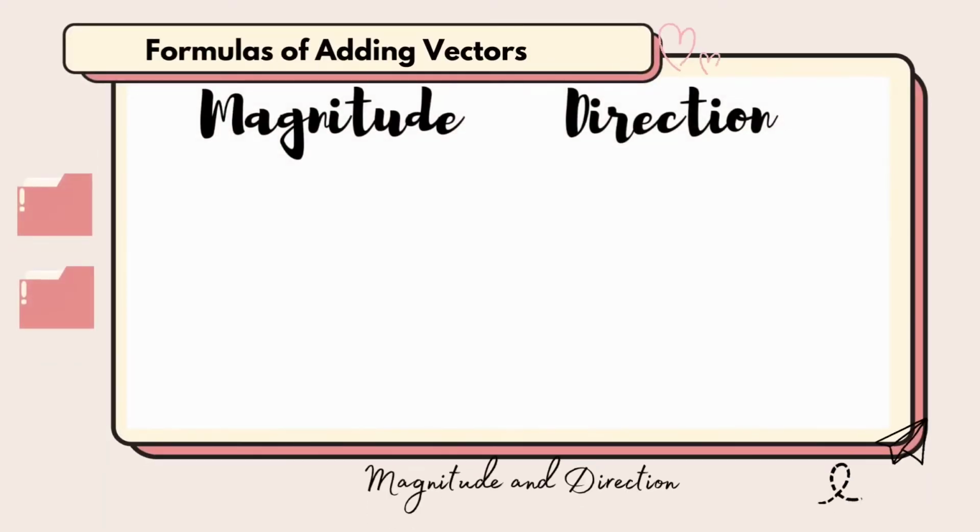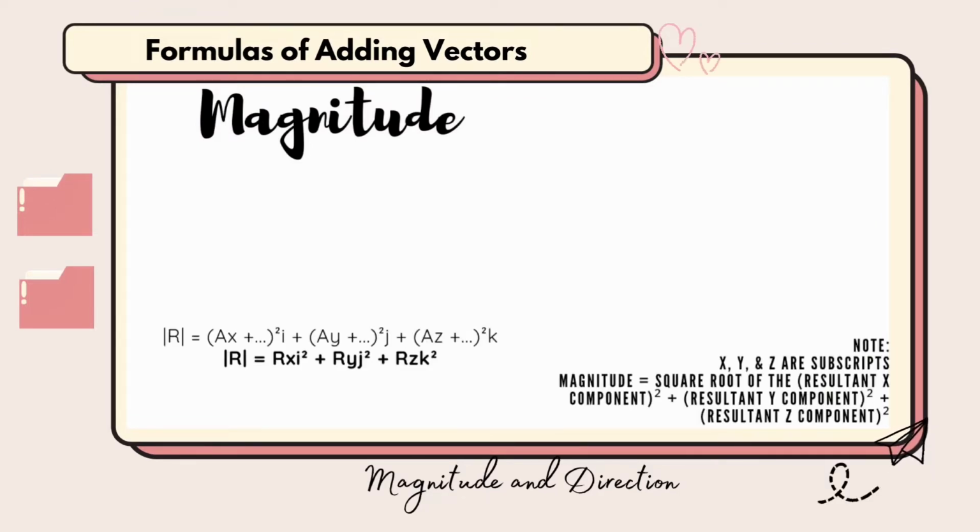We can find the magnitude and direction of the resultant vector by means of rectangular components. To find the magnitude of the resultant vector, we will use the Pythagorean theorem. The magnitude of the resultant vector is equal to the square root of the x component squared plus the y component squared plus the z component squared.